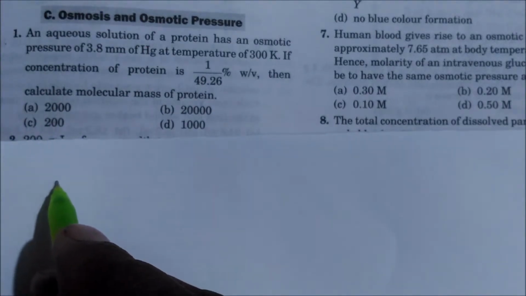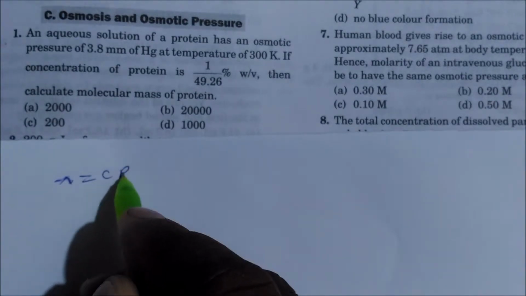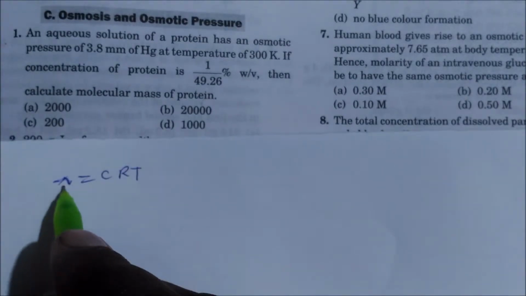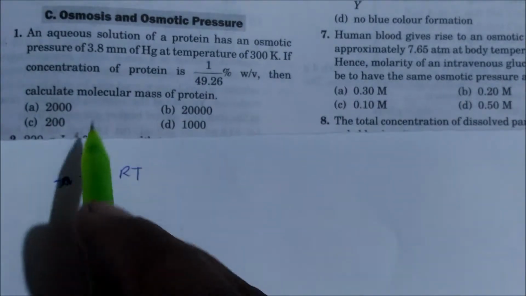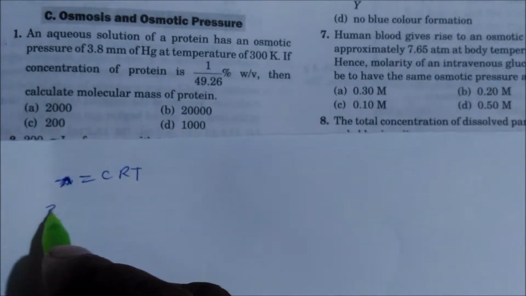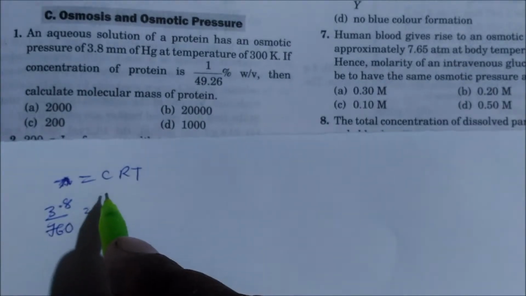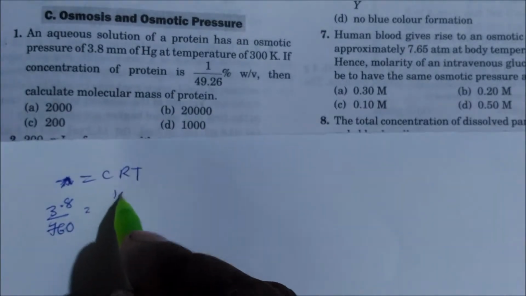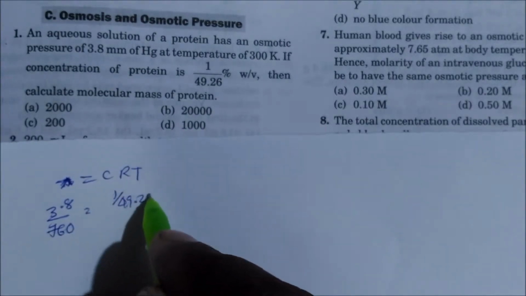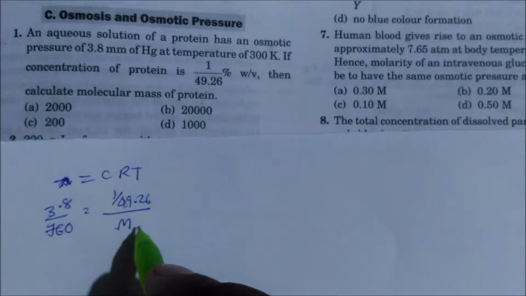You can use the formula, that is pi equals C into R into T. So pi is the osmotic pressure, and pi is given here as 3.8 mm mercury. So we can write 3.8 divided by 760. And what is the concentration? So concentration is weight by volume. So weight is 1 by 49.26. And what is the molecular mass? That we don't know. And this is the molecular mass, concentration, and volume.